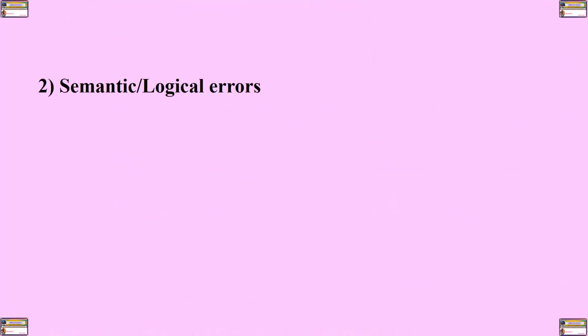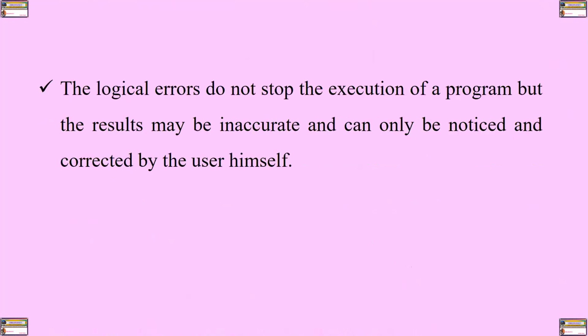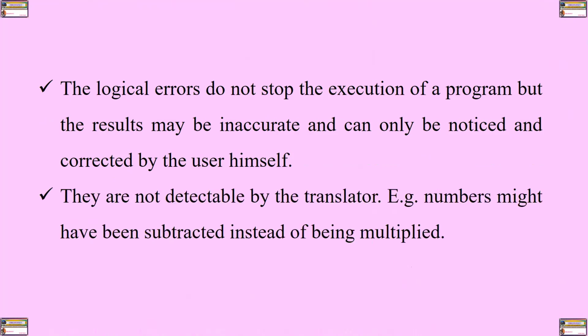Number two is semantic or logical errors. These are errors in reasoning, such as incorrect sequencing of instructions and flawed comparisons and selection statements, which make the program not function as expected by producing incorrect results. The logical errors do not stop the execution of a program, but the results may be inaccurate and can only be noticed and corrected by the user himself. They are not detectable by the translator. For example, numbers might have been subtracted instead of being multiplied.